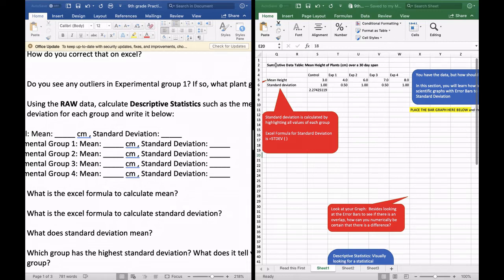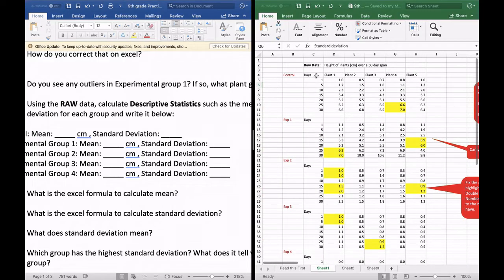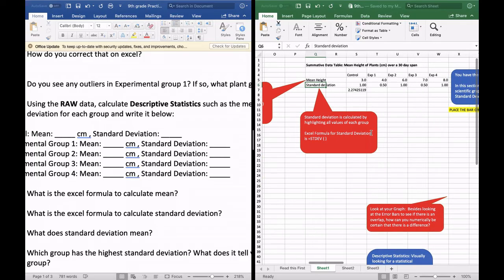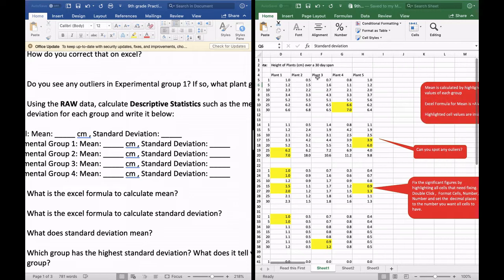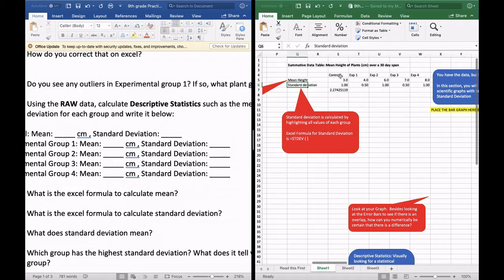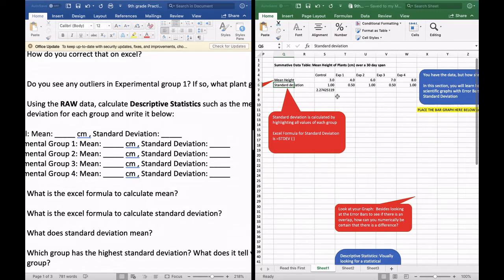So notice the difference between a summative data table, where all you are showing me is the mean and the standard deviation, and a raw data table that shows me every single measurement you took every single day throughout your whole experiment. So for your results, you are supposed to show me both. You are supposed to show me a summative data table, and you are supposed to show me a raw data table. So this summative data table is going to be set up like so. And here I have already some of the results. So let me delete those before we move on. And we are going to do this again.